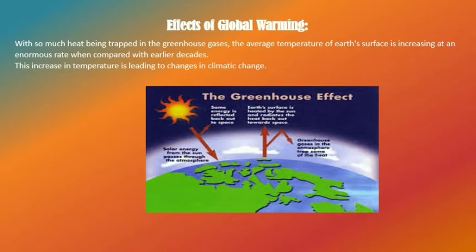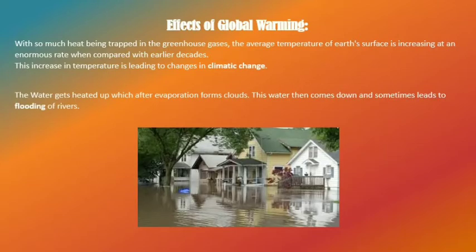The earth's surface is heated by the sun and radiates the heat back out toward space, and greenhouse gases in the atmosphere trap some of the heat. Due to this the earth's surface temperature rises, and the water gets heated up, which evaporates and forms clouds. You know that nearly 75% of the earth is covered with water, so this water then comes down and sometimes leads to flooding of rivers also.